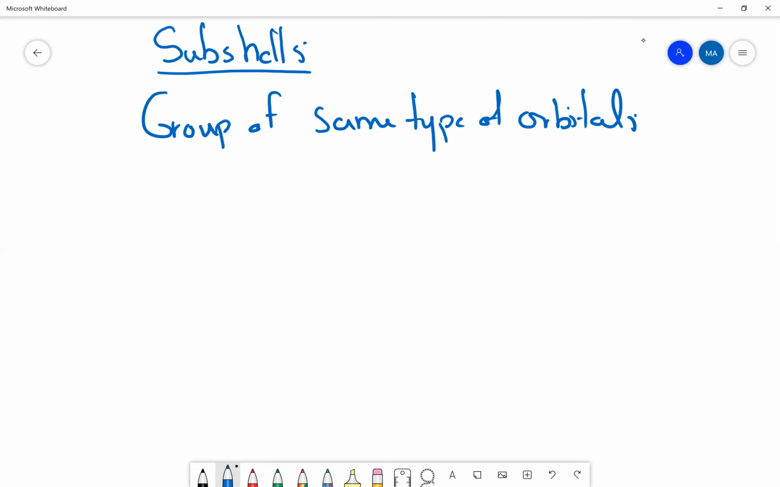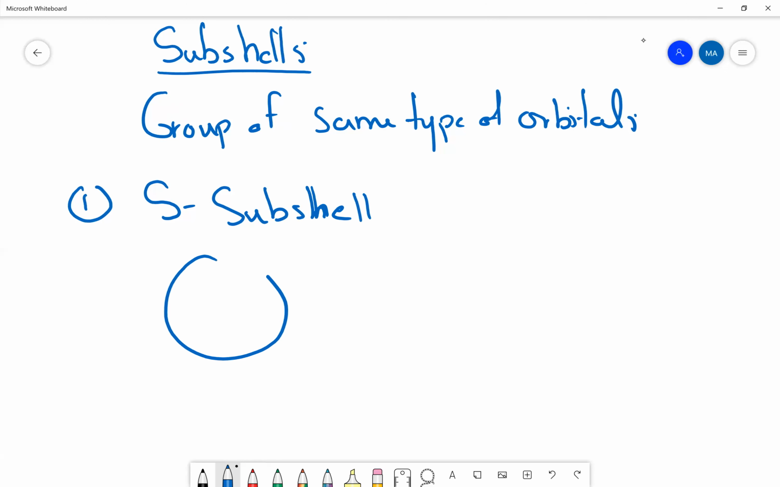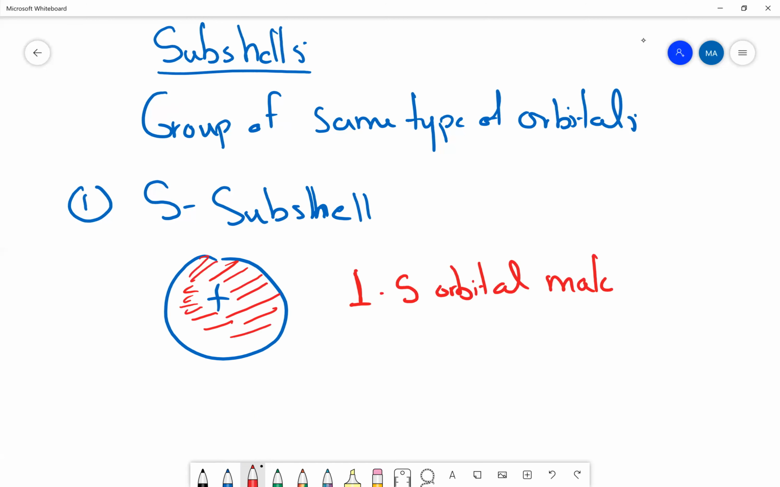So the first subshell is basically an s subshell. Remember that an s subshell can only have one s orbital. I mean, an s subshell and an s orbital are the same thing. It's one positive nucleus and a region around that nucleus where the electron could be found. This is an s orbital as well as an s subshell. So you can say that one s orbital makes up one s subshell.